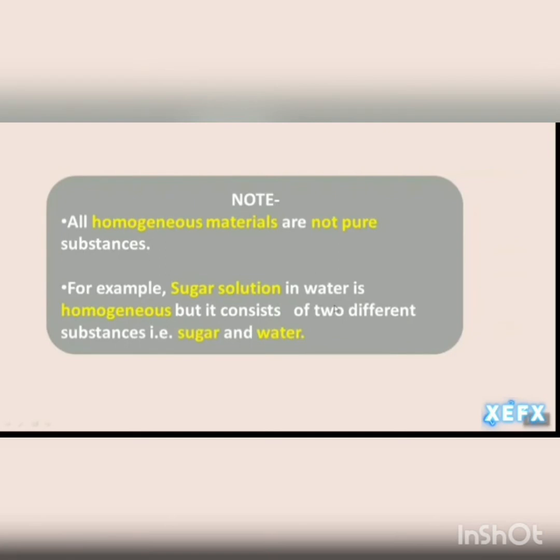Now we see a note. All homogeneous mixtures are not pure substances. For example, homogeneous means the same, one compound, which when you combine it forms one compound. For example, sugar solution in water is homogeneous, but it consists of two different substances, that is sugar and water. When you mix sugar and water it forms one particular solution, so it becomes homogeneous, meaning you mix it and you cannot separate it anymore. That particular solution is known as homogeneous.